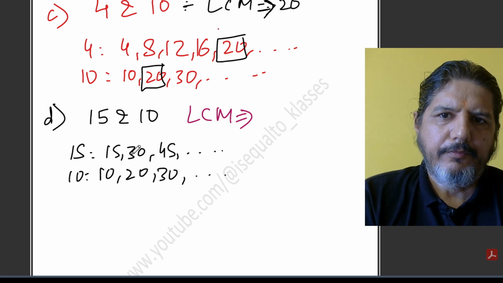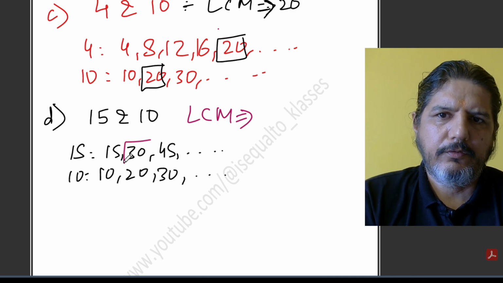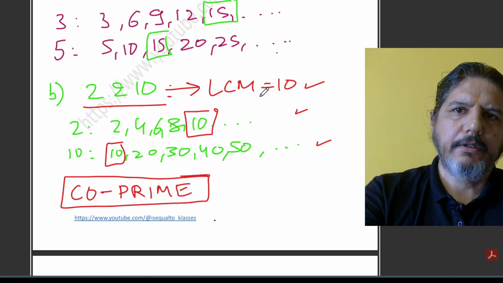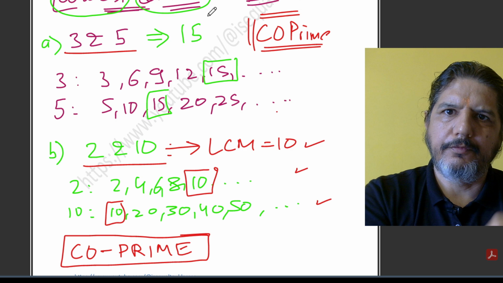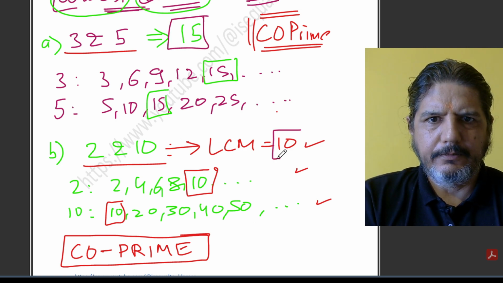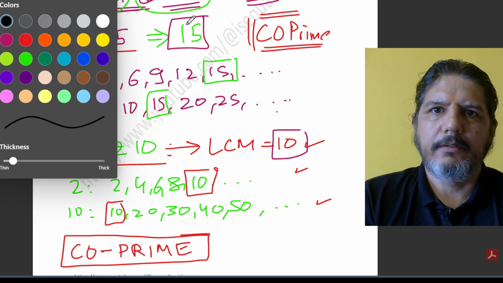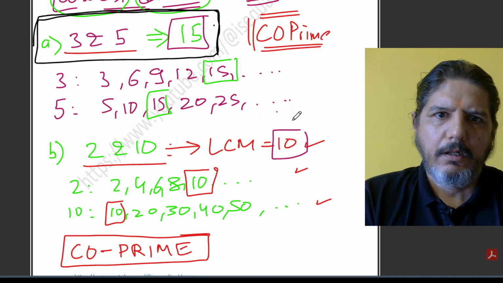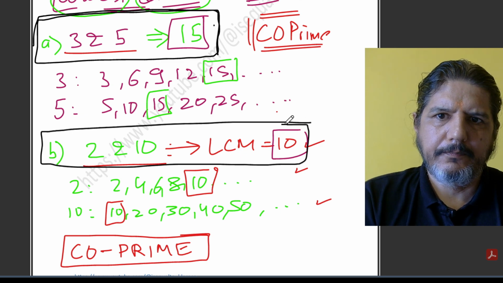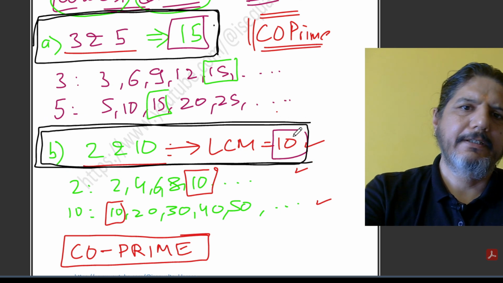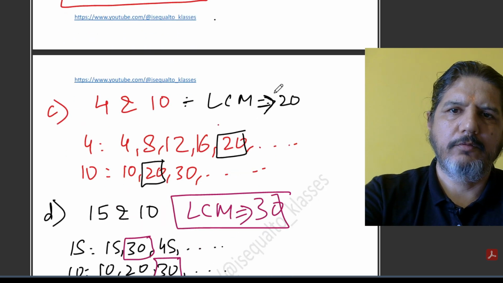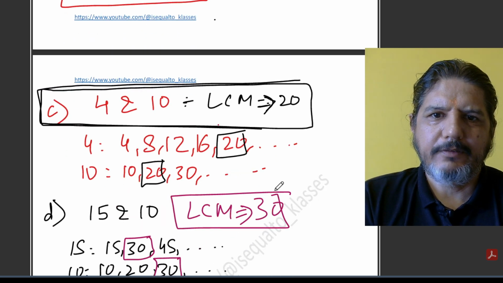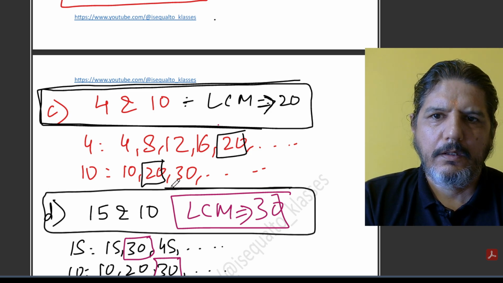So the multiples are 15, 30, 45, and 10, 20, 30. So the LCM would be 30. Now we have done 4 examples. The LCM of 3 and 5 is 15. The LCM of 2 and 10 is 10. Let me mark it in black. This is the first set of numbers, and we'll be using these sets of numbers again. The LCM of 2 and 10 is 10. The LCM of 4 and 10 is 20. And the LCM of 15 and 10 is 30.